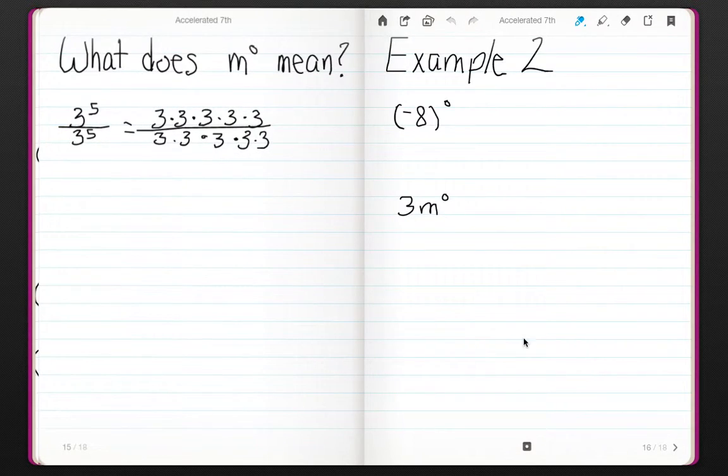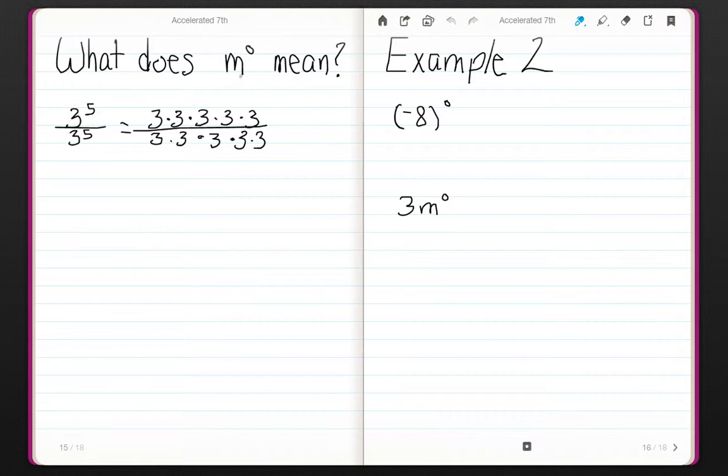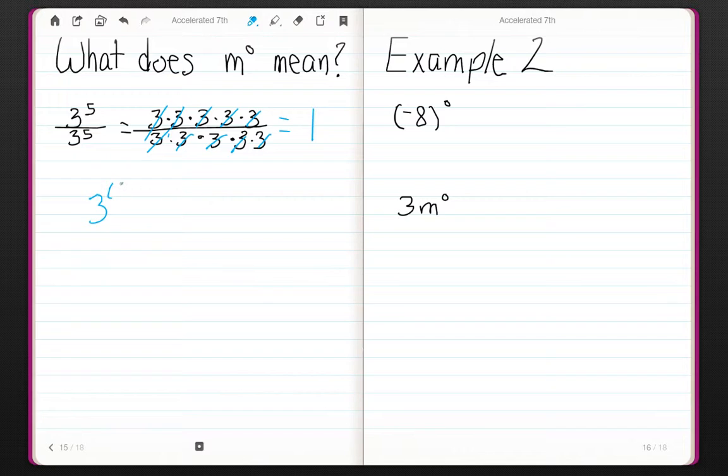Okay, example 2 will have to do with what does m to the 0 mean? Well, I wrote out 3 to the 5th divided by 3 to the 5th power, just like in example 1, talking about dividing powers with the same base. So if I do the same process, each of these 3's cancel each other out, and I am left with 1. So 3 to the 5 minus 5 equals 3 to the 0.